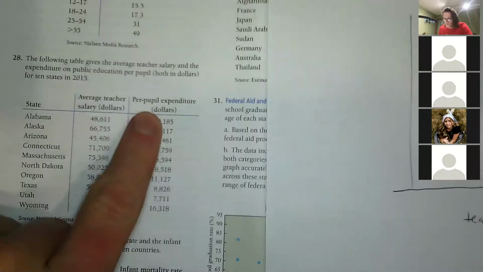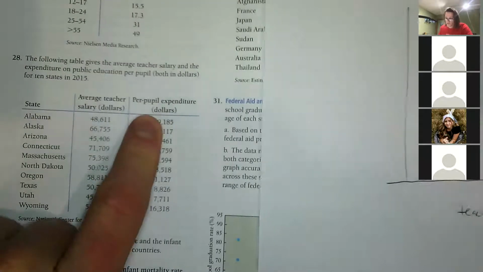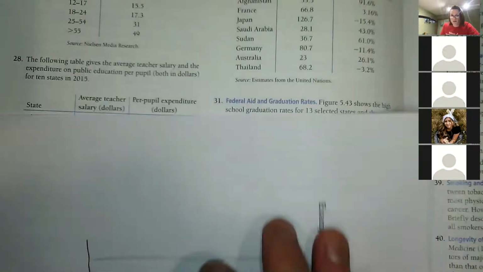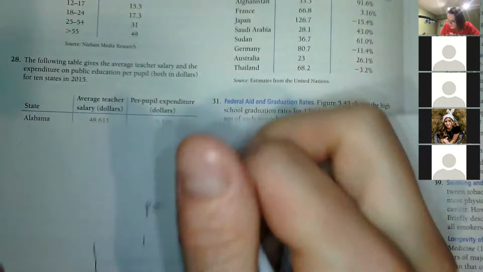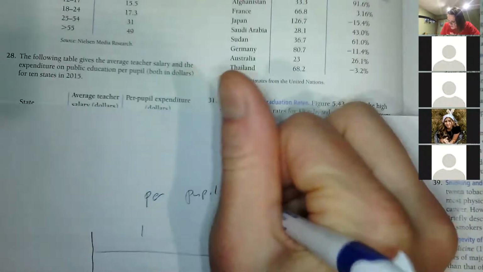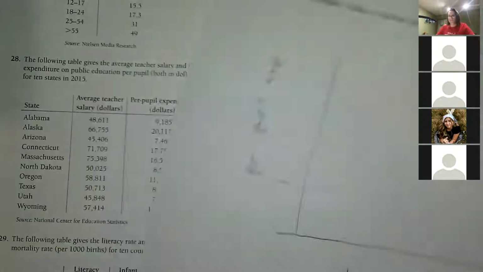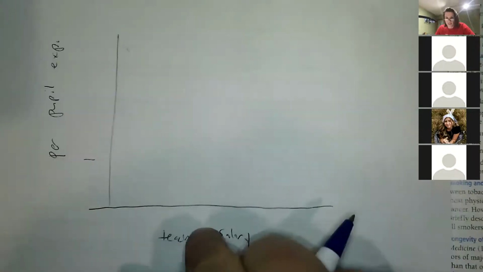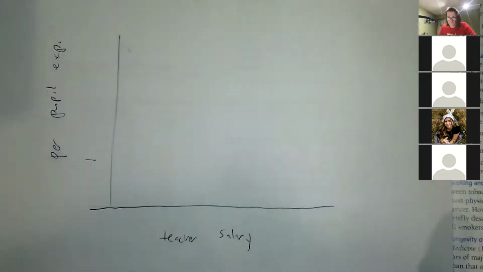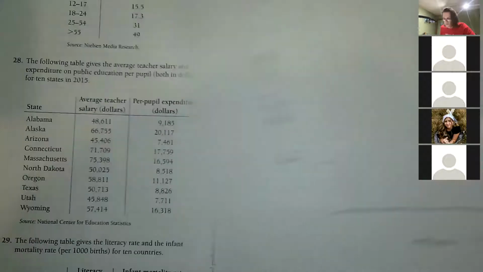And then you just figure out what your scale should be, right? So maybe I'll put the salary for teachers on the X-axis. So this is teacher salary. And maybe I'll put the per pupil expenditure on the vertical. I'm going to put it up here. Pupil expenditure, all right? But now we've got to figure out a good scale, like how our ticks are going to be, that kind of thing.